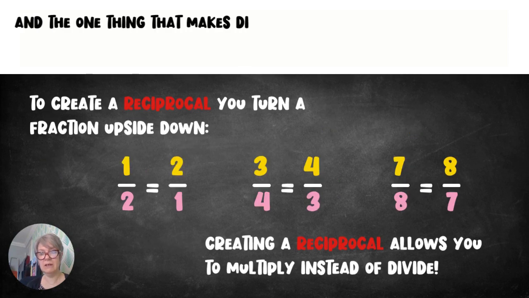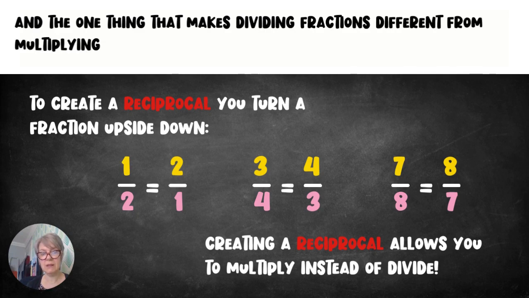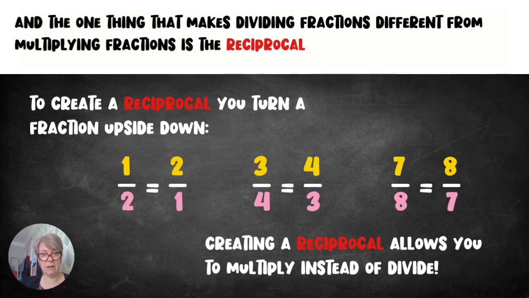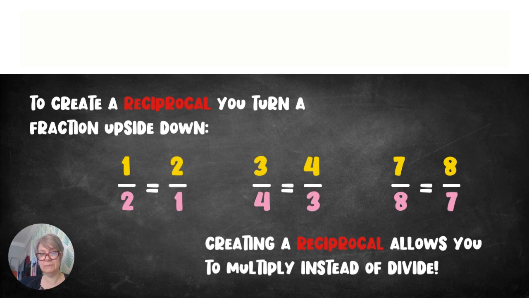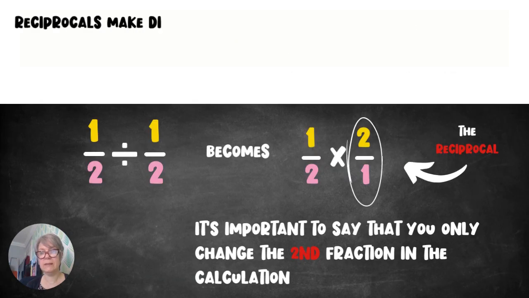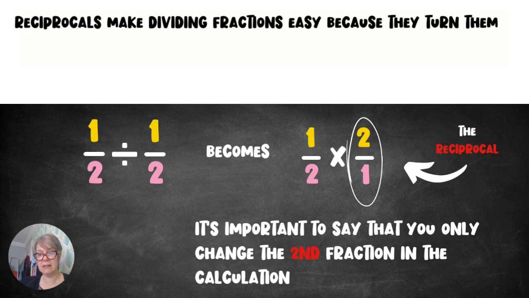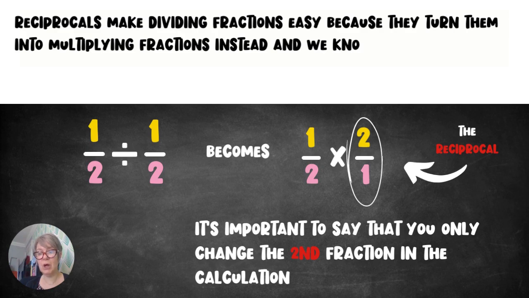And the one thing that makes dividing fractions different from multiplying fractions is the reciprocal. To create a reciprocal, you turn a fraction upside down. So 1/2 becomes 2/1, 3/4 becomes 4/3, and 7/8 becomes 8/7. Creating a reciprocal allows you to multiply instead of divide. Reciprocals make dividing fractions easy because they turn them into multiplying fractions instead. And we know from my video about multiplying fractions how easy that is. I'll show you where you can find that video at the end of this one.